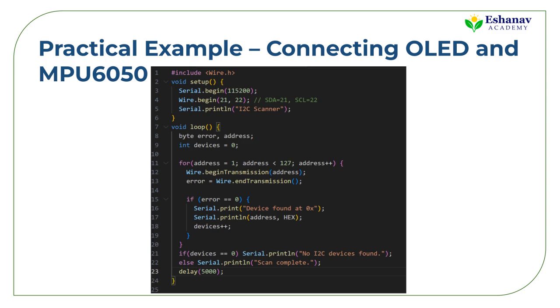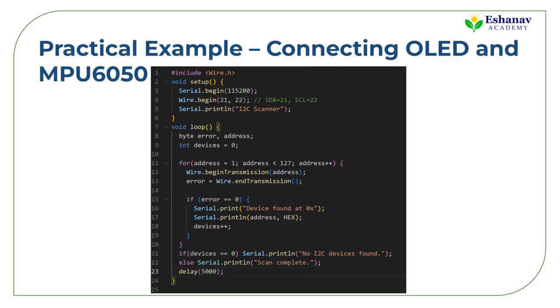This code is an I2C scanner for the ESP32. Before using any I2C sensors or displays, it's a good practice to scan the bus and confirm their addresses. The code begins by initializing the I2C interface on pins 21 for SDA and 22 for SCL.